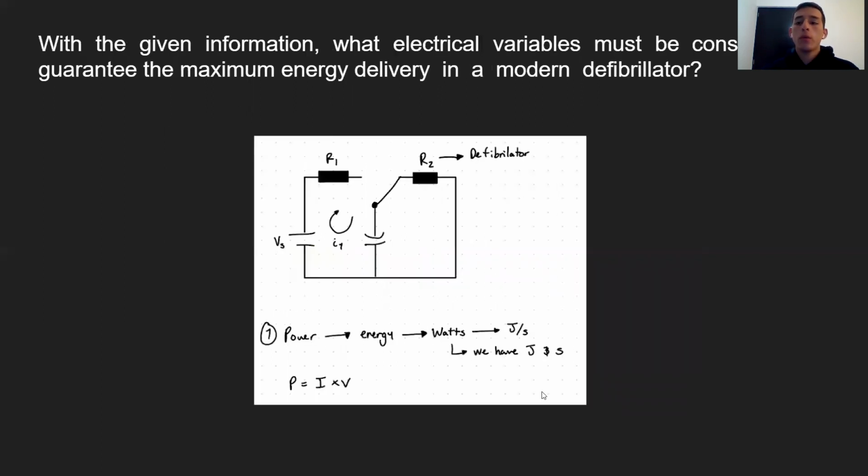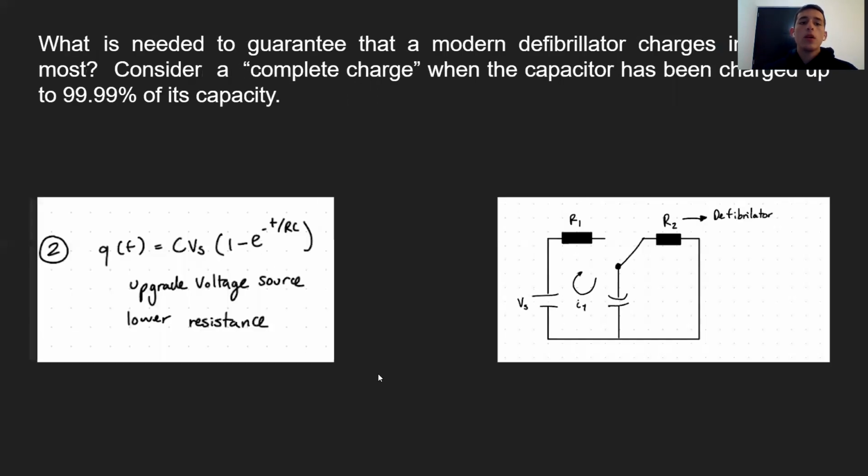With the given information, we had the case of a defibrillator. So what electrical variables must be considered to guarantee the maximum energy delivery in a modern defibrillator? When talking about energy, we talk about power. This power is measured in watts, which is joules over seconds. To guarantee the maximum energy, we use the formula power equals voltage multiplied by the current. With this multiplication, we know that the electrical variables are current and voltage.